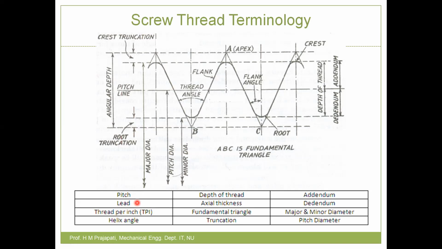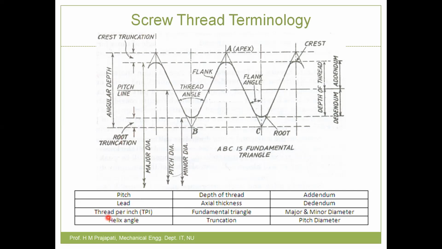For example, if you consider two-start thread, then two helical grooves are cut on the same cylinder. Then for two-start thread, lead is equal to twice the pitch. So with more starts of thread, you get quicker movement of screw per revolution.